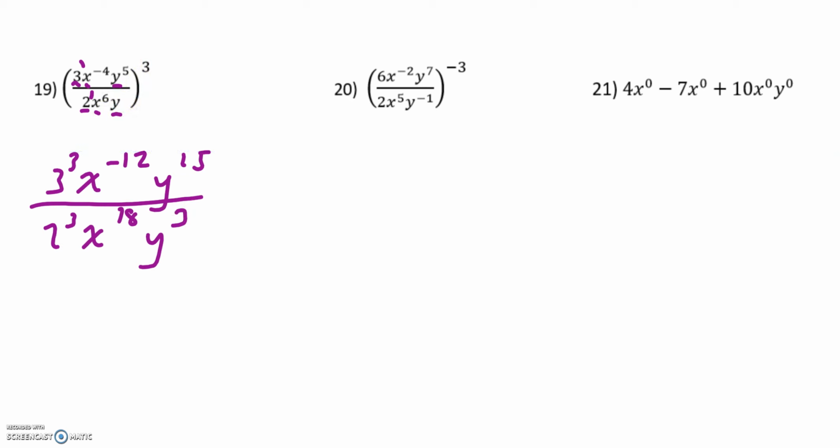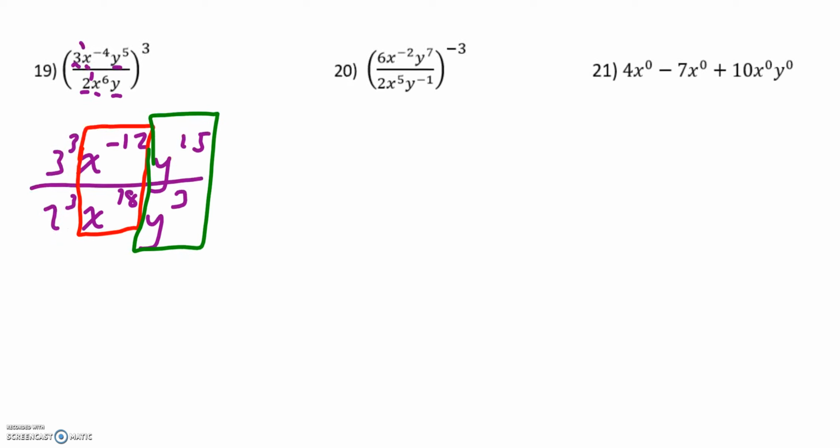Like previous problems, we have like bases here, and we have like bases here. However, the numbers, definitely not like bases, so all we can do is simplify and see if we can reduce them any more. So let's take care of the like bases first. X to the negative 12 minus 18th power, and y to the 15 minus 3, or to the third power.